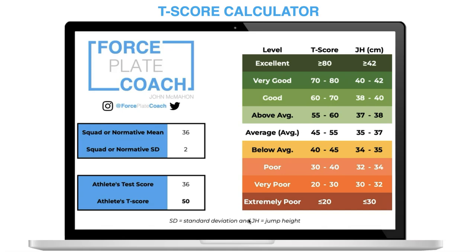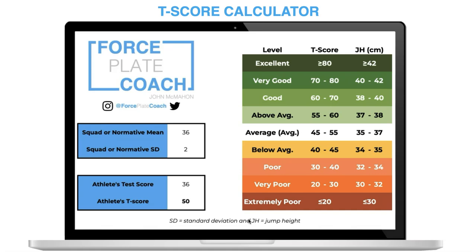All you've got to do first of all is just enter the squad or normative data mean value for any given metric and the corresponding standard deviation. So for example, you can enter that information into cells C7 and C8, where you can currently see 36 plus or minus 2 centimeters, because I'm using jump height as an example like I've discussed throughout the video.